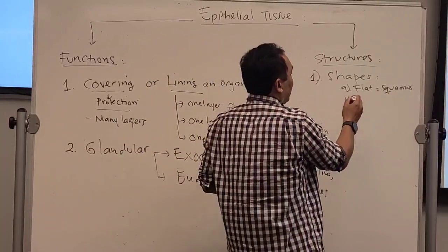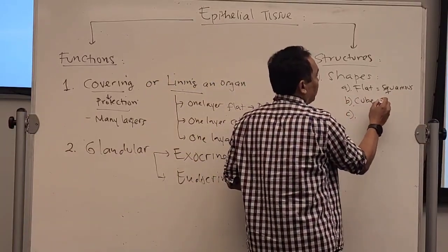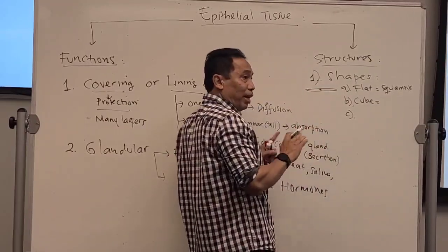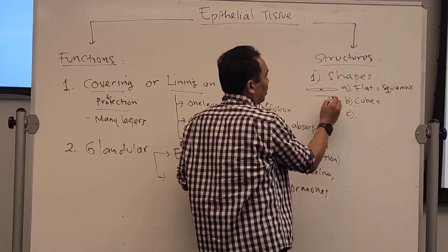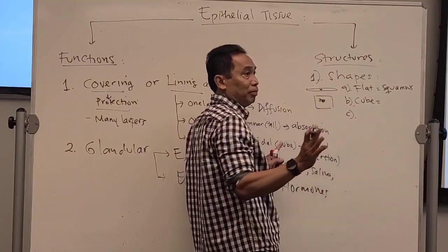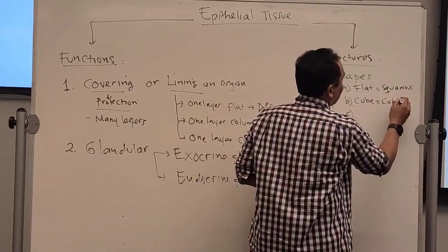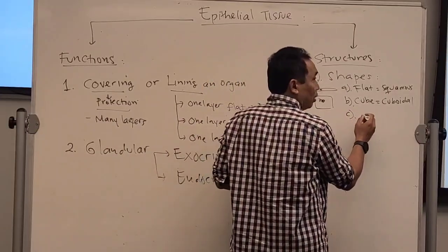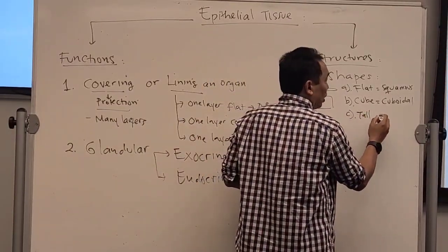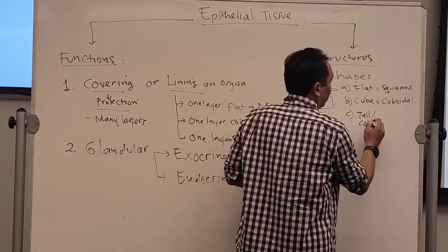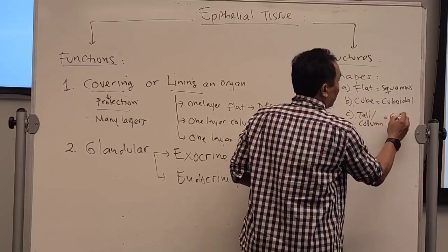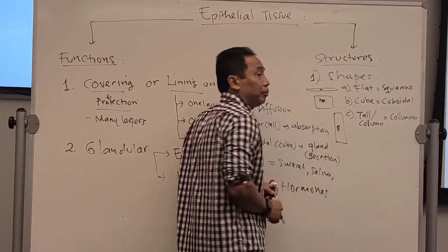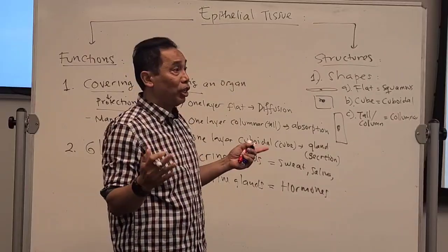And then cube, shaped like a cube. So flat looks like this. You see from the side, it's flat. And then cube, if you see from the side, looks like a cube. It's called cuboidal. And the last one is tall, cylindrical, like a column. Therefore, it's called columnar. It's going to be a tall cell like this. Okay, that's based on the shape.